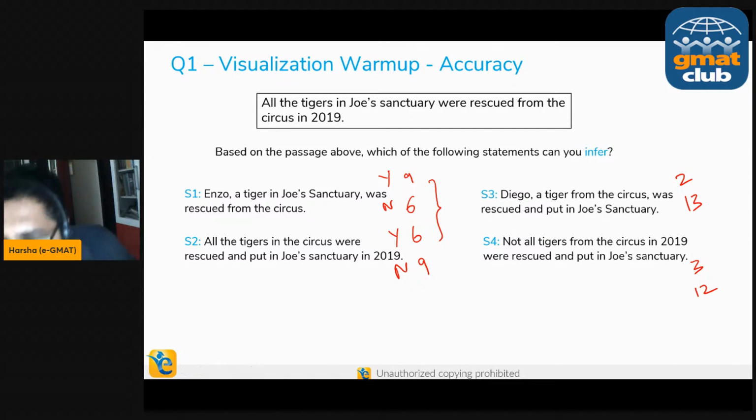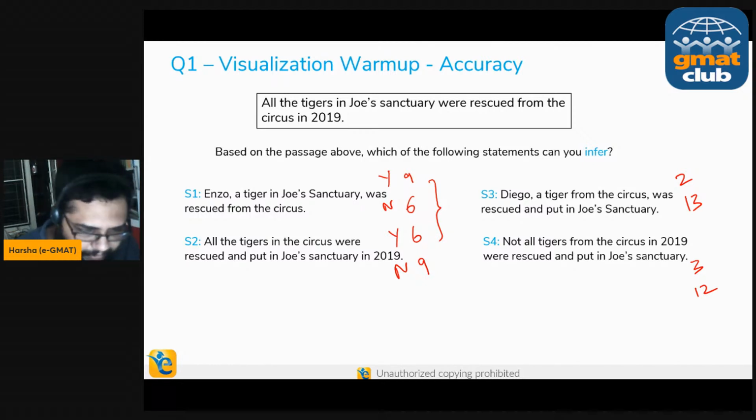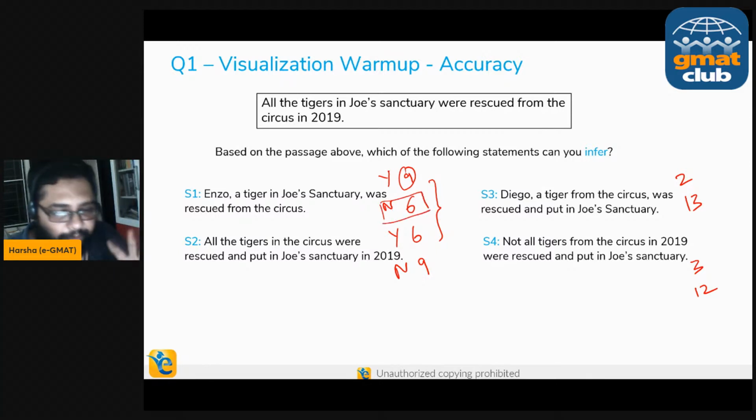Let me see. All right, I don't see any comments there. This point should be clear. So what are the answers here? Of course, statement one is a valid inference. So nine of you got it right, but six of you did not get it right. So it tells me that there are some points here that may not be crystal clear. Statement two again was very interesting. It says all the tigers in the circus were rescued and put in Joe's sanctuary. I think the conceptual point that you're not getting for some of you is the same.